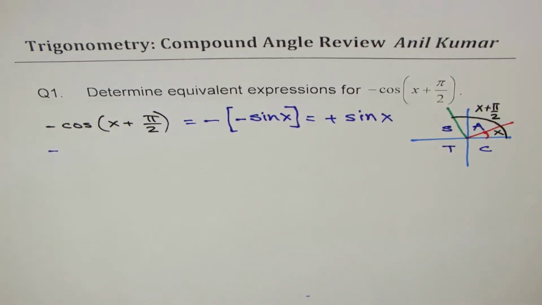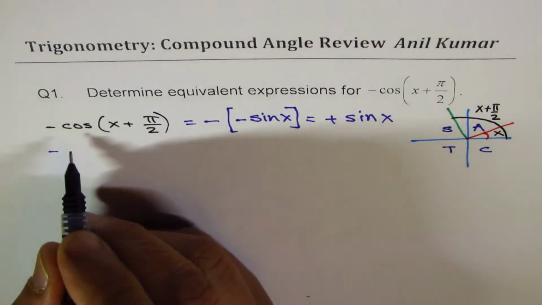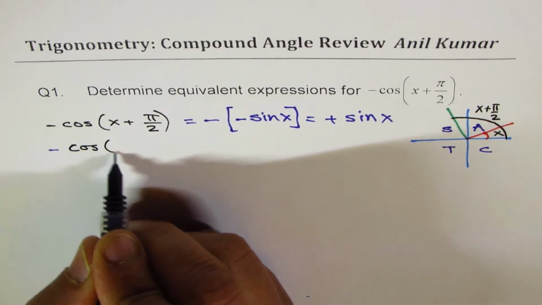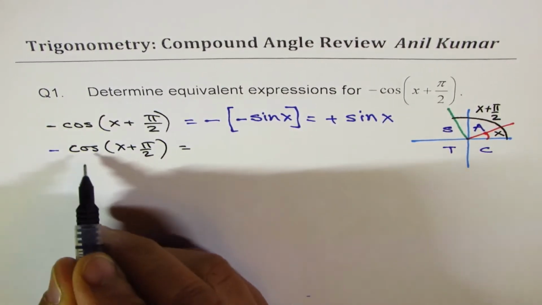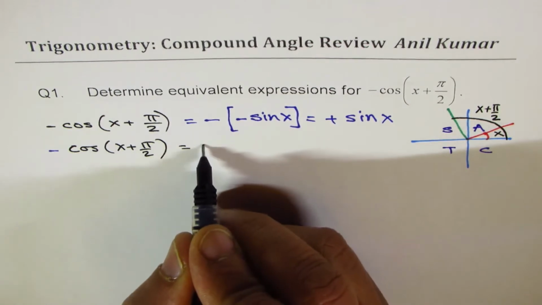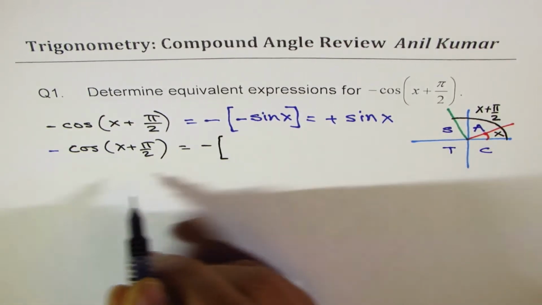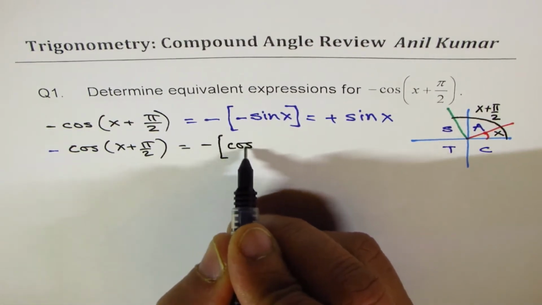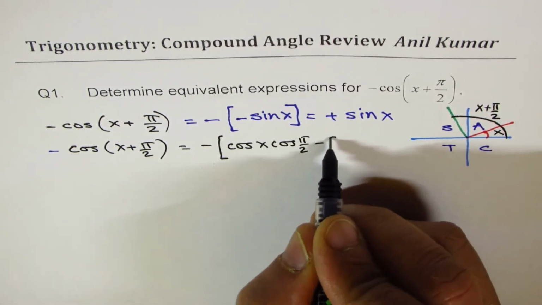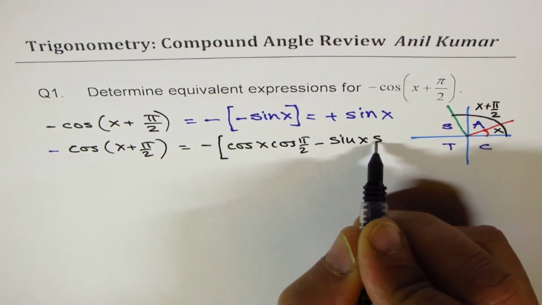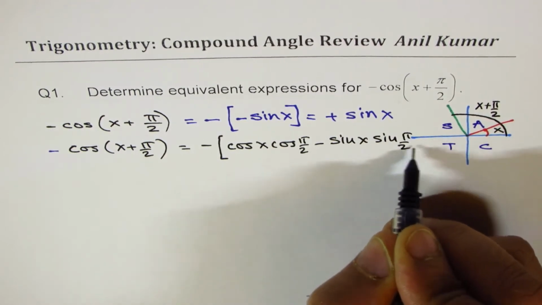Now some of you will spend a lot of time using compound angle and get to this result. Let me show you how you're going to do it if you do it that way, right? So you'll expand this using cos a plus b formula. We'll keep this minus. Let me make a square bracket. So we have cos of x, cos of pi by 2 minus sine of x, sine of pi by 2.